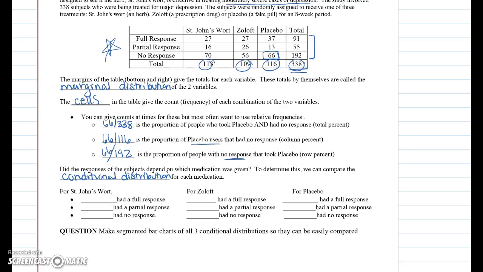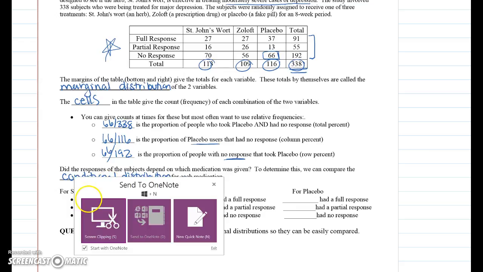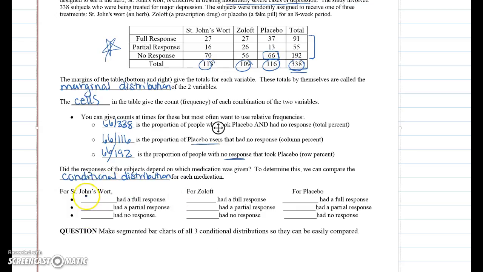So I want you to take a second and pause this and see if you can come up with these on your own. I'm going to do the first one, and then go ahead and pause it and try to do the rest, and I'll have them filled in for you. So we're looking at just the St. John's wort people, and there were 27 of those with this full response. So we've got 27, and we're only looking at the St. John's wort, so that's 113. So that's 24%.